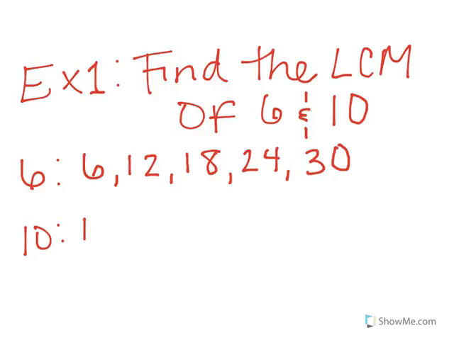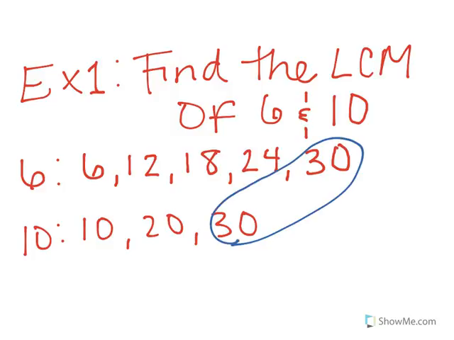The 10s are easy. 10 times 1 is 10, 10 times 2 is 20, 10 times 3 is 30. And if you notice, I can stop listing the multiples because I found one that they have in common. I found the smallest one they have in common, because if I keep going I'm going to get larger multiples, and that's not the goal with least common multiple. We want the smallest multiple they have in common. So I can stop right there, and I know that 30 is the least common multiple of 6 and 10.